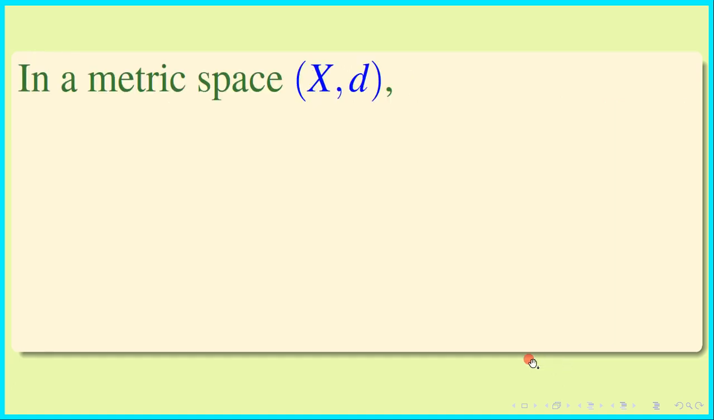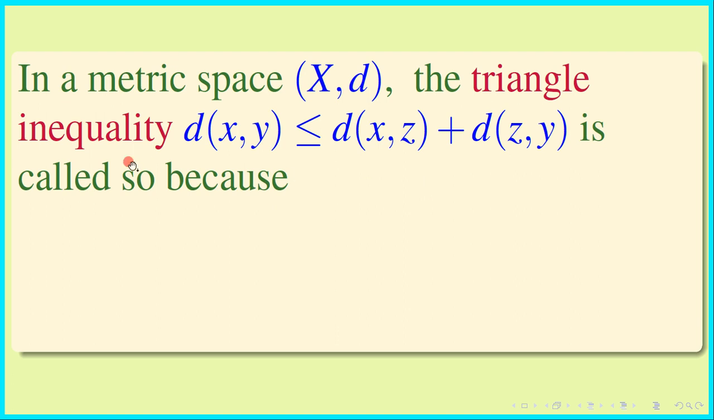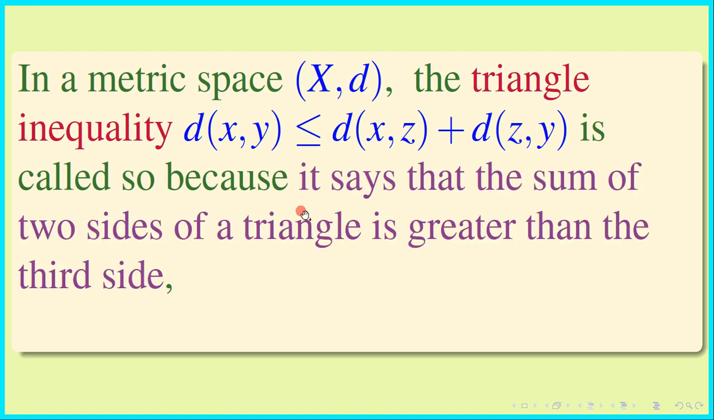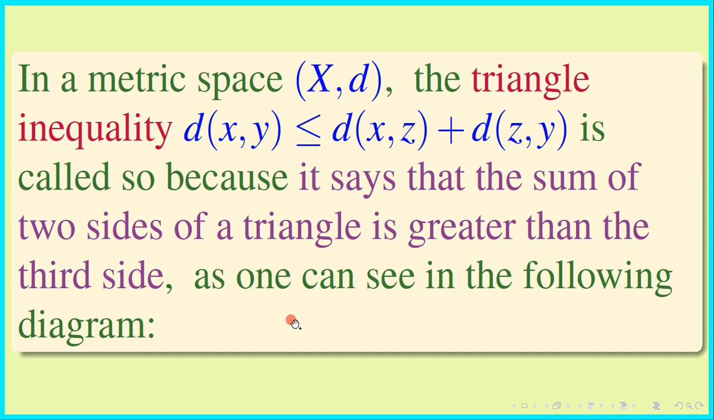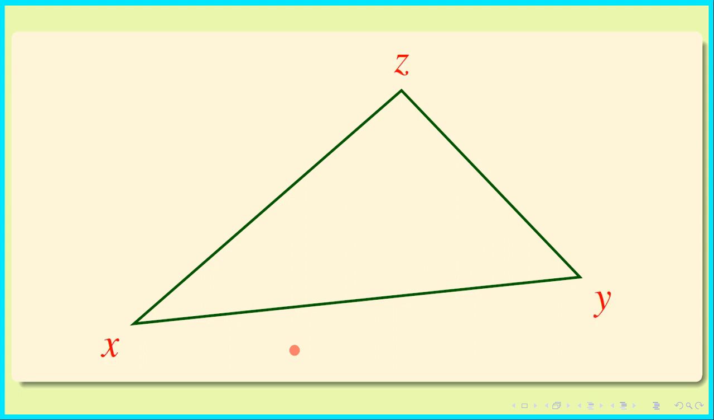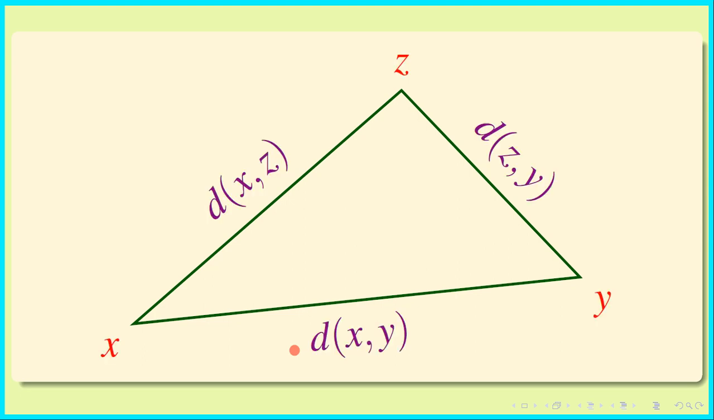In a metric space (X,d), the triangle inequality d(x,y) less than or equal to d(x,z) plus d(z,y) is called so because it says that the sum of two sides of a triangle is greater than the third side. This can be seen in the following diagram. We have a triangle whose vertices are x, y, z and whose sides are d(x,y), d(x,z) and d(z,y). The triangle inequality says that this side is less than or equal to the sum of these two sides.